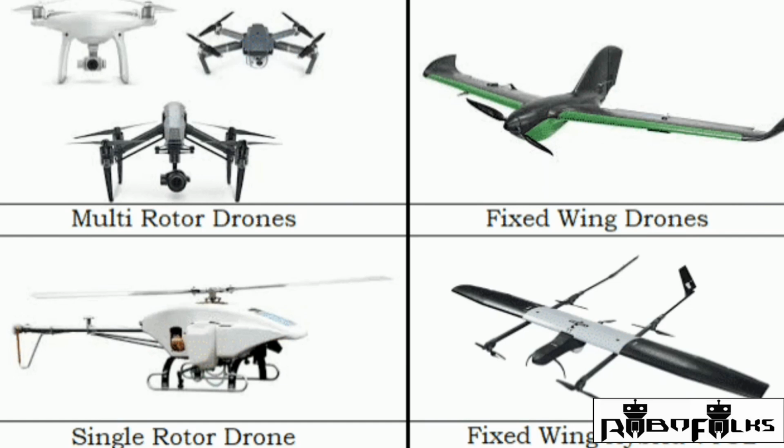Based on the type of aerial platform used, there are four major types of UAVs: multi-rotor drone, fixed wing drone, single rotor drone, and fixed wing hybrid VTOL.